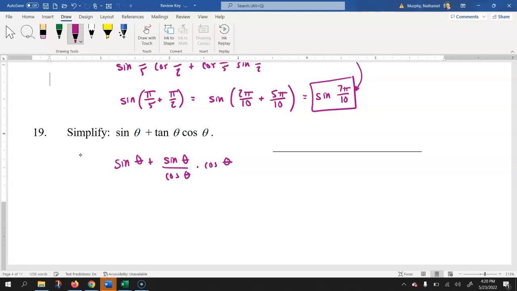Oh, that looks like it's going to help, because if you notice, sine over cosine times cosine, these cosines would cancel out, leaving us with sine of theta plus sine of theta. So if we have sine of theta plus sine of theta, we have two of the same, so it'd be 2 sine of theta. So that's kind of like a proof, even though it wasn't a proof because we were just simplifying, but same idea.